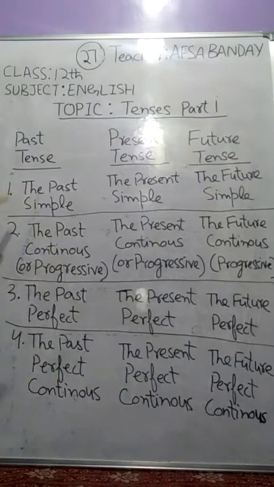All these types denote the nature of the action, whether the action is a completed one, or in continuity, or has a link with the past and the present, or a link with the present and future, etc.